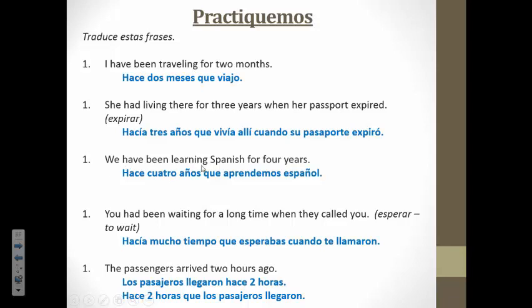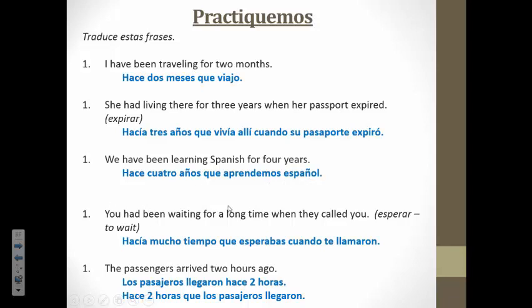Number 3, we have been learning Spanish for 4 years. Okay, so this is still going on. It's present tense. We're going to use hace with our time expression and a verb in the present tense. We have here, hace 4 años que aprendemos español.